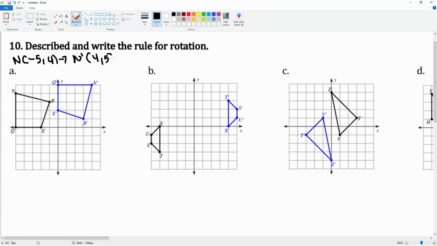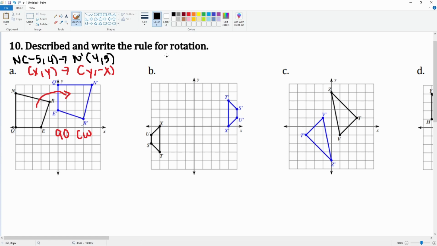Ooh, so this is when any point (x, y) will arrow, it flips, and the x changes sign, so it becomes (-x, y). Okay, so this looks like a 90-degree clockwise rotation, so it went like this. Yep, good. All right, let's do the next one.